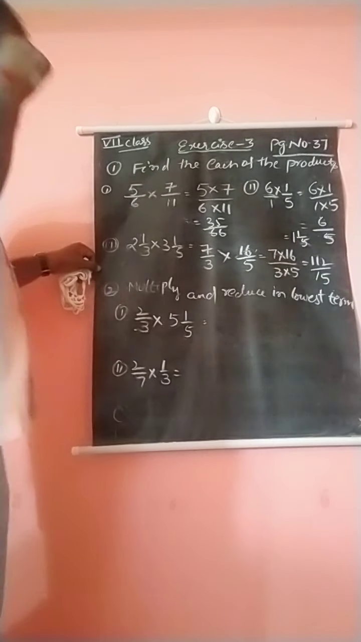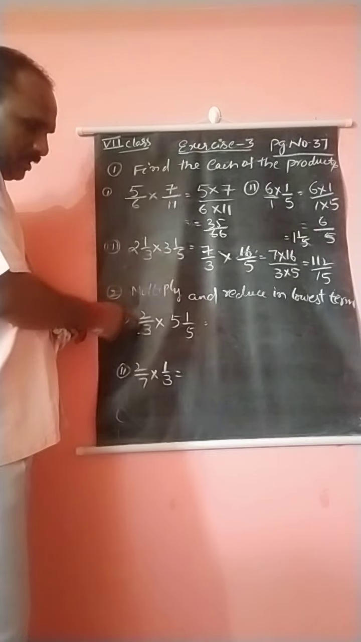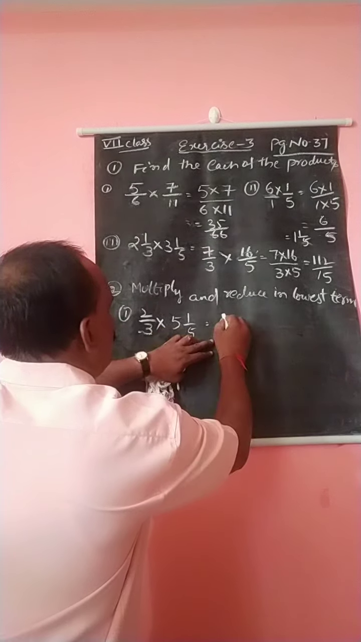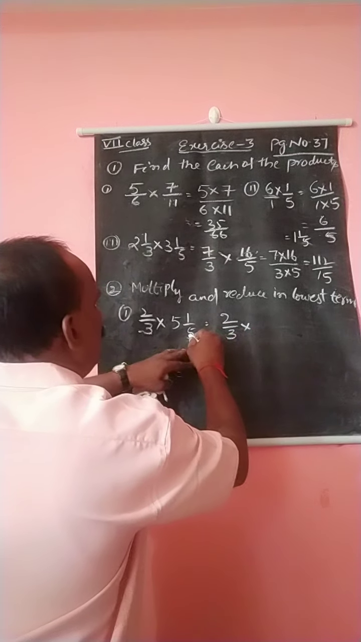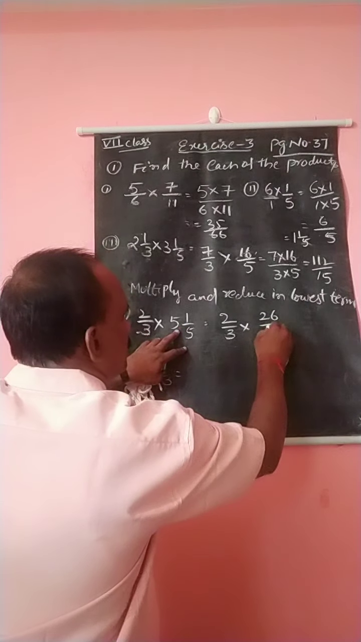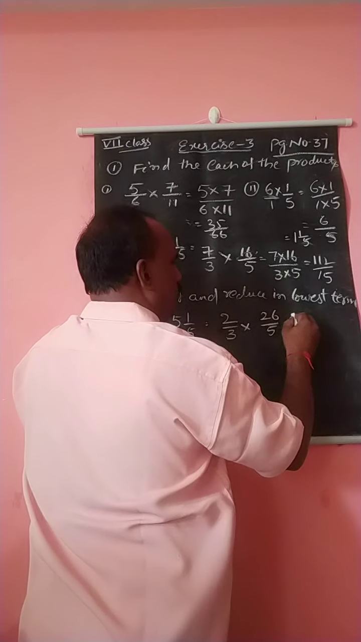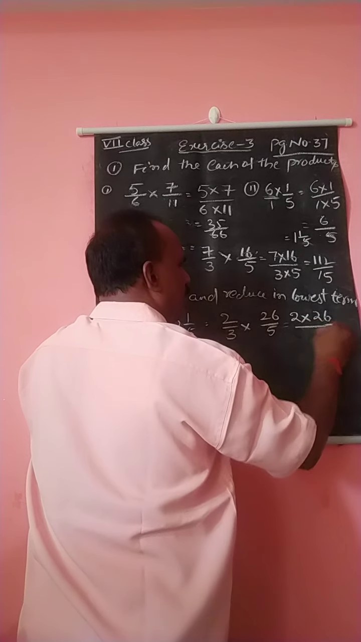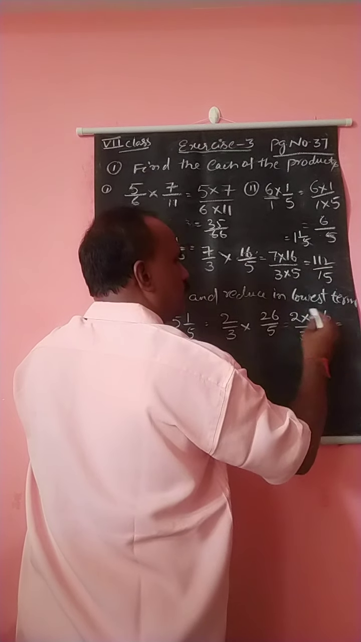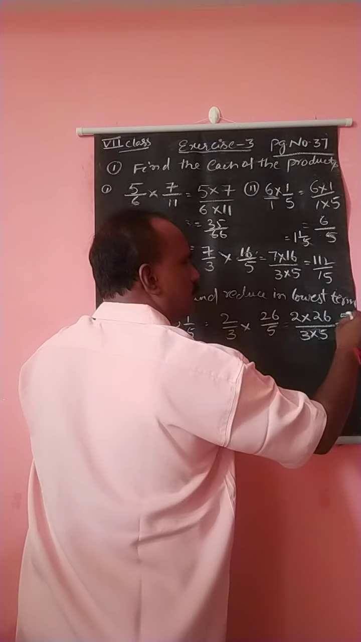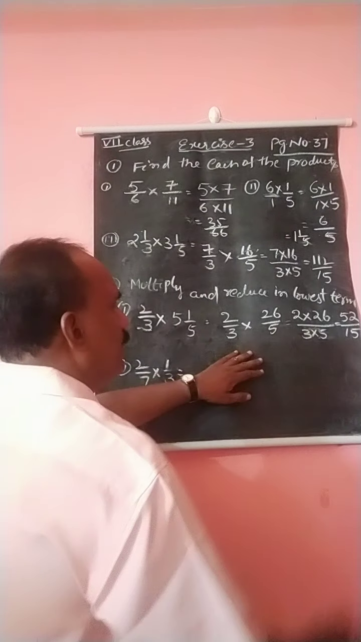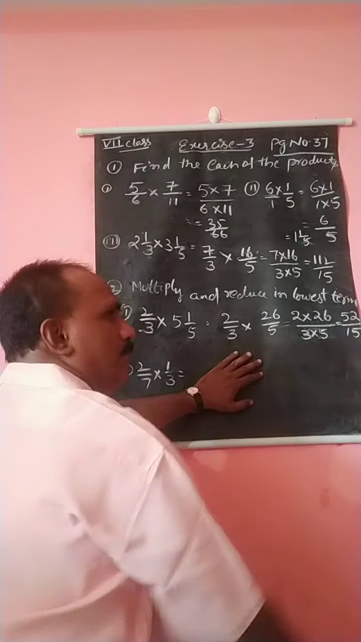Now the first one in the second Roman: 2 by 3 into 5 1 by 5. Listen here: 5 fives are 25, plus 1, 26 by 5. Now 2 into 26 by 3 into 5. How much do you get? 2 times 26 is 52, so 52 by 15. You can express this as a mixed fraction also.